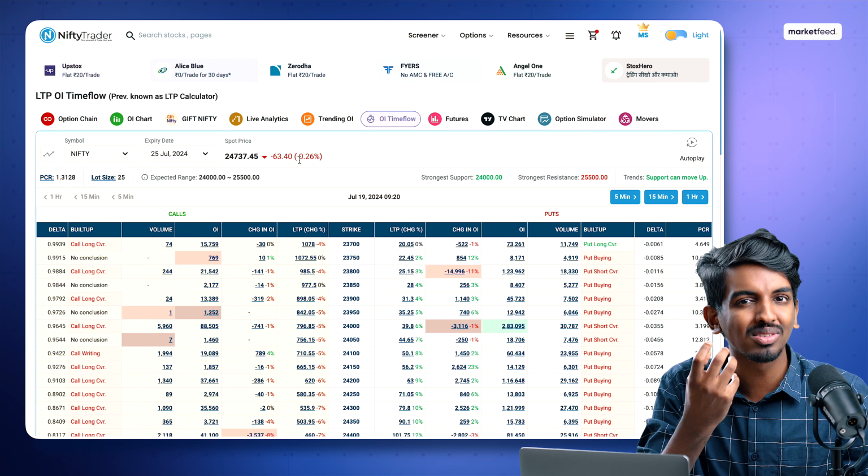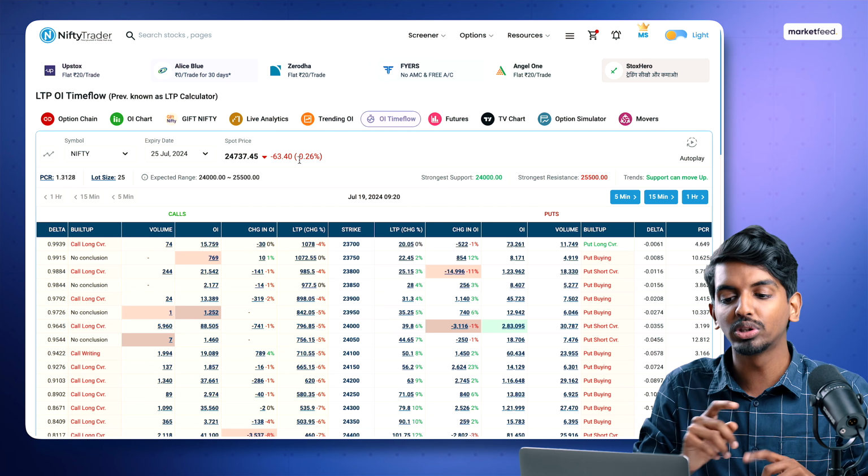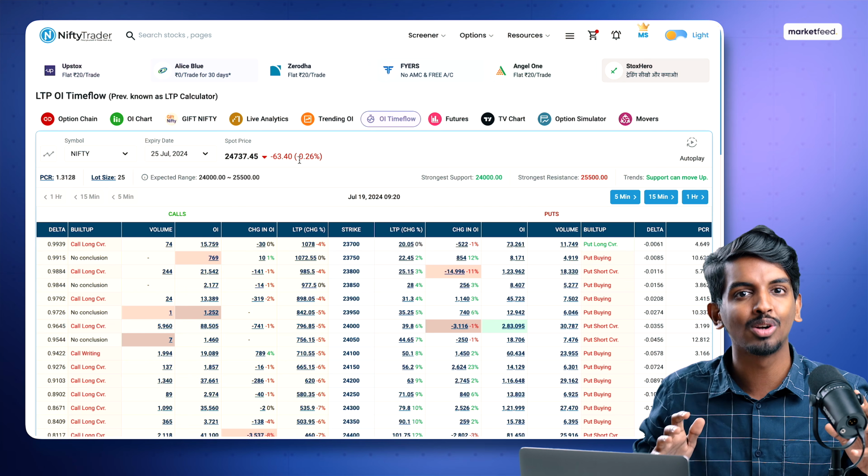So in order to put this concept a bit more into practice, we'll go through a tool called Nifty Trader. Again, this is not a paid promotion.